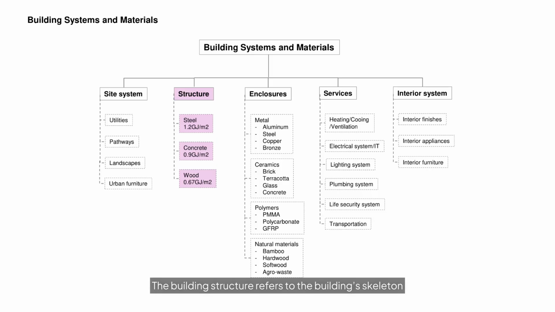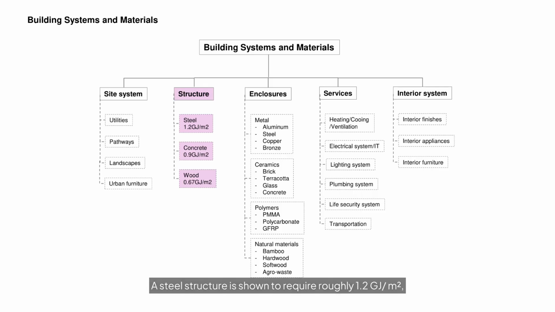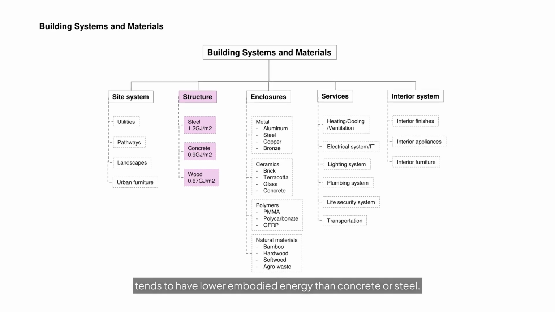The building structure refers to the building's skeleton, such as columns, beams, and load-bearing walls. The chart shows how material choice affects embodied energy and environmental footprint. Structural elements carry the highest loads and often have significant embodied energy. A steel structure is shown to require roughly 1.2 gigajoule per square meter, a concrete structure about 0.9 gigajoule per square meter, and a wood structure around 0.67 gigajoule per square meter. This comparison highlights that wood construction tends to have lower embodied energy than concrete or steel.